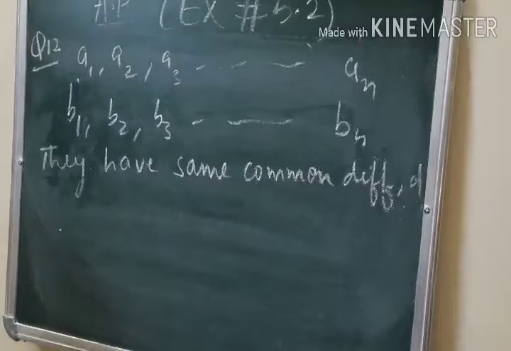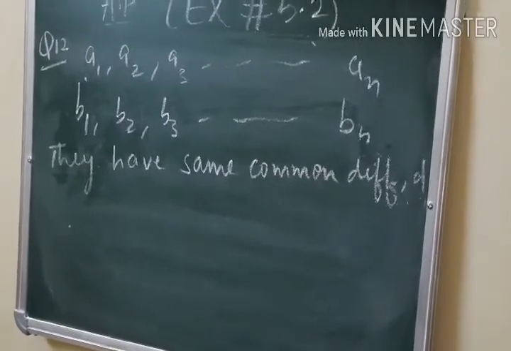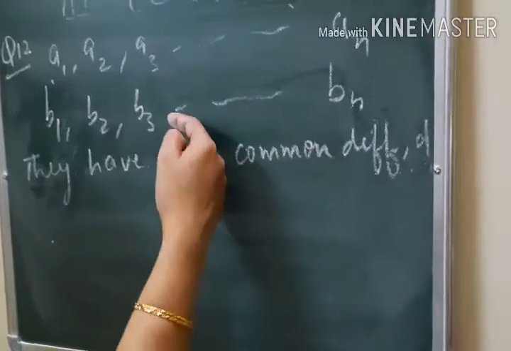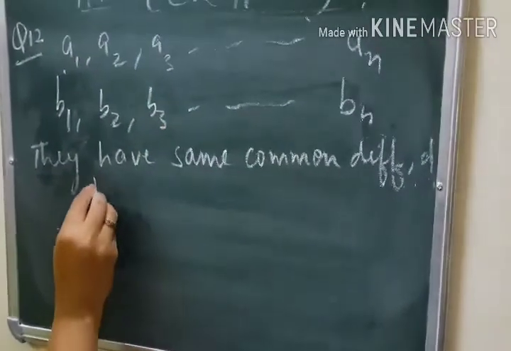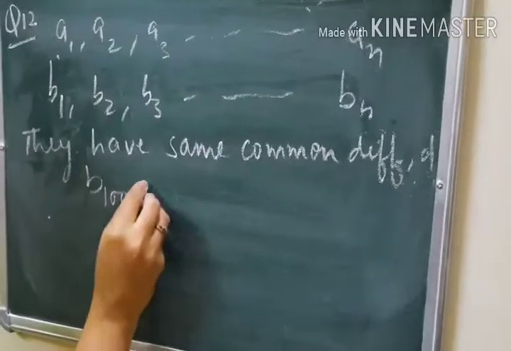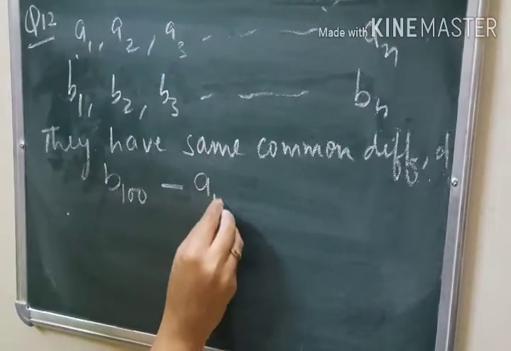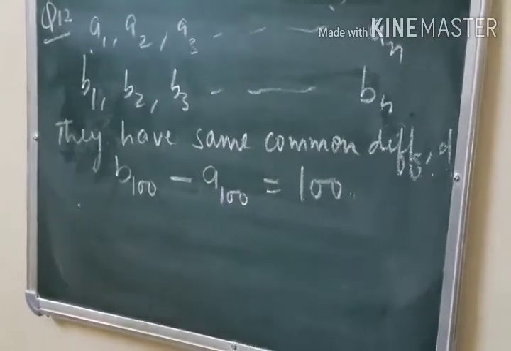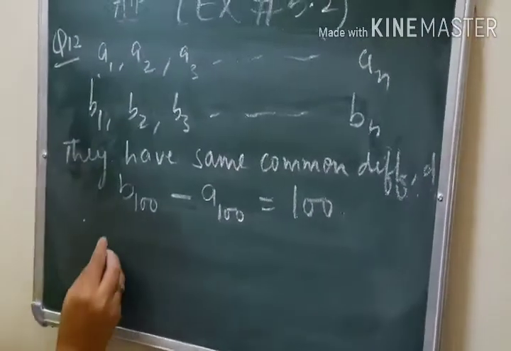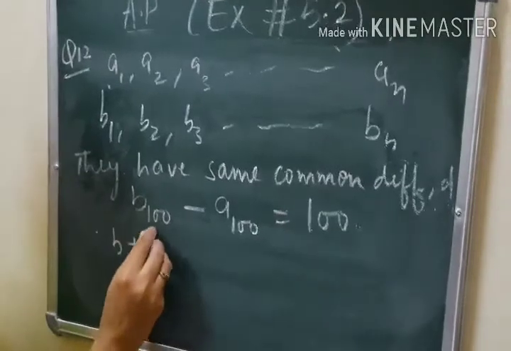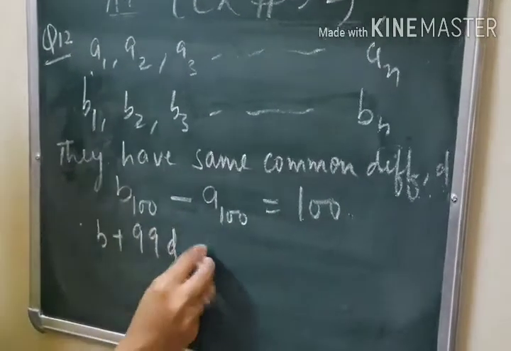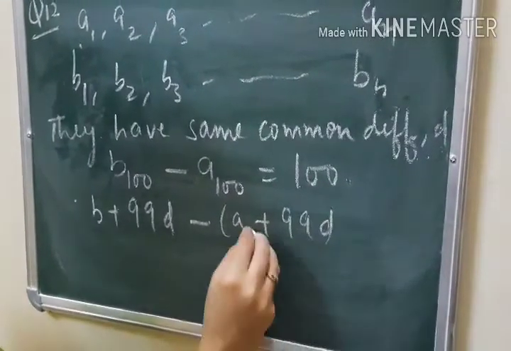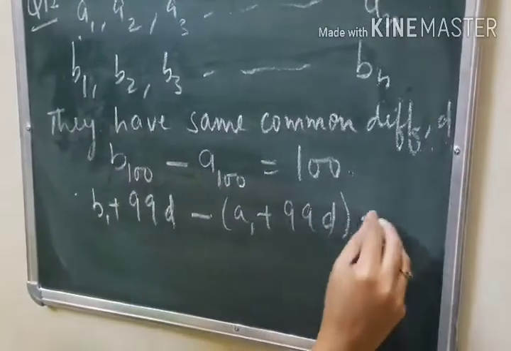The difference between their 100th term is 100. If I take the 100th term of this AP, B100, and the 100th term of this AP, A100, when you take their difference, it is 100. Now B100 means B1 plus 99D, and A100 means A1 plus 99D. B100 minus A100 is equal to 100.